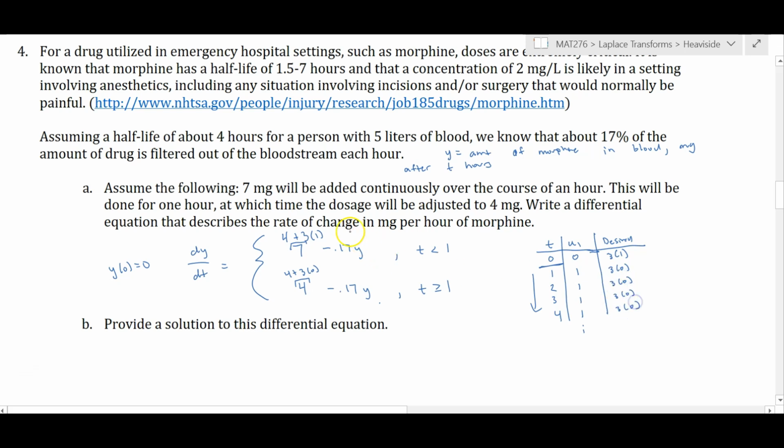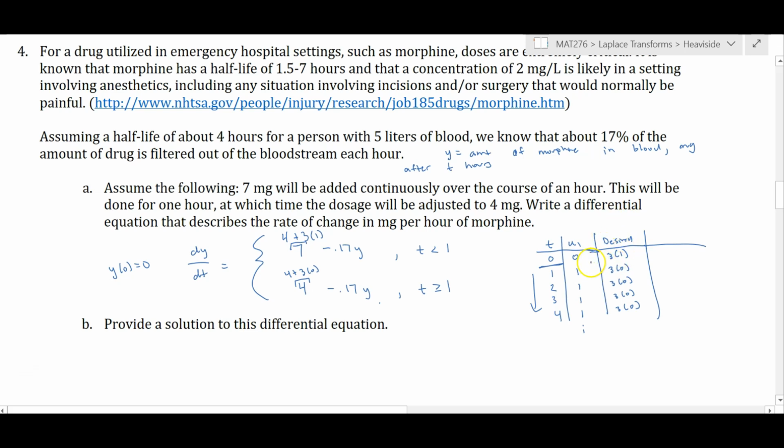I'm just thinking about the 3 piece, because the 4 is there before time 1 and at time 1 or greater. Same thing with the negative 0.17y. So I have to ask myself, how could I combine the u1 with the 3 in order to produce the desired behavior?